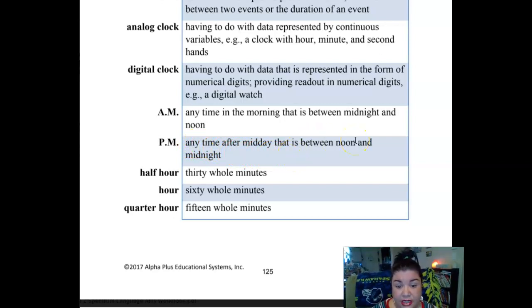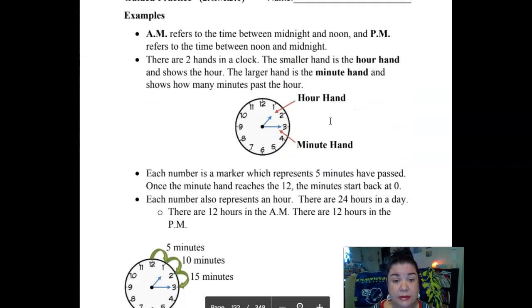So a half hour is 30 whole minutes, an hour is 60 whole minutes, and a quarter hour, repeat after me, quarter hour. Okay, quarter hour is 15 whole minutes. All right, so let's look at some examples. So AM refers to the time between midnight and noon, and PM refers to the time between noon and midnight.